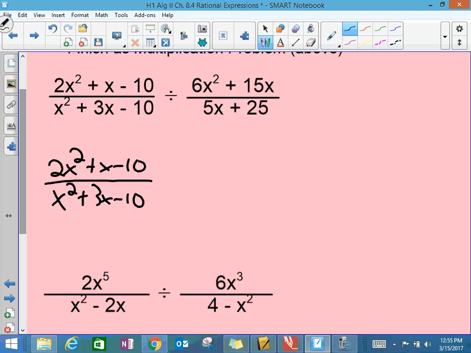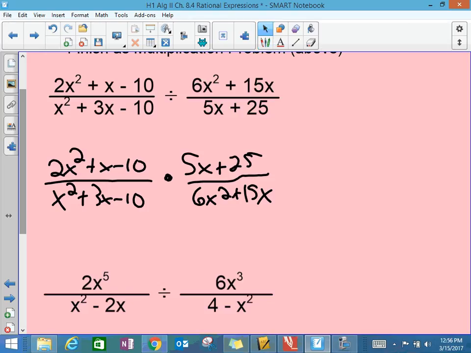So I'm changing it to multiplication. Before I've done anything, before I've factored anything or canceled anything out, I'm going to rewrite it. So I've changed it to multiplication and I've flipped it. Now I will give you all this one again is AC method. It's still the same problem. So it's still 2x plus 5 over x minus 2.